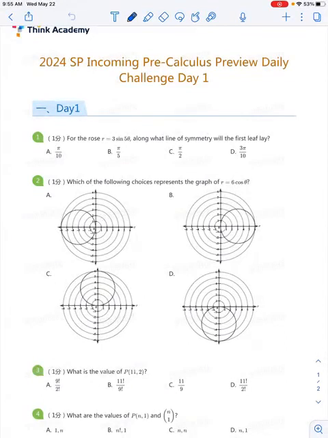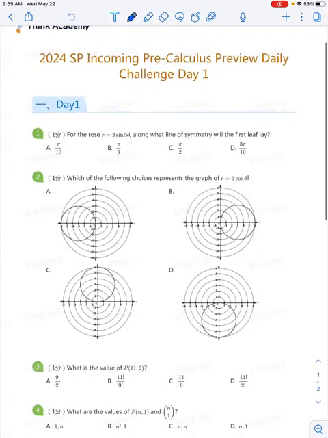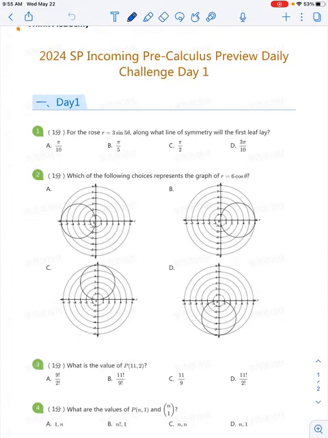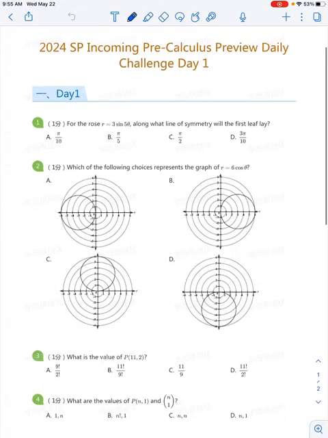Okay, welcome to the pre-calculus preview daily practice. From this set of practice, you are going to take a look at something we are going to learn in pre-calculus and see if you can also, by previewing this concept, get a sense of what we are going to learn.